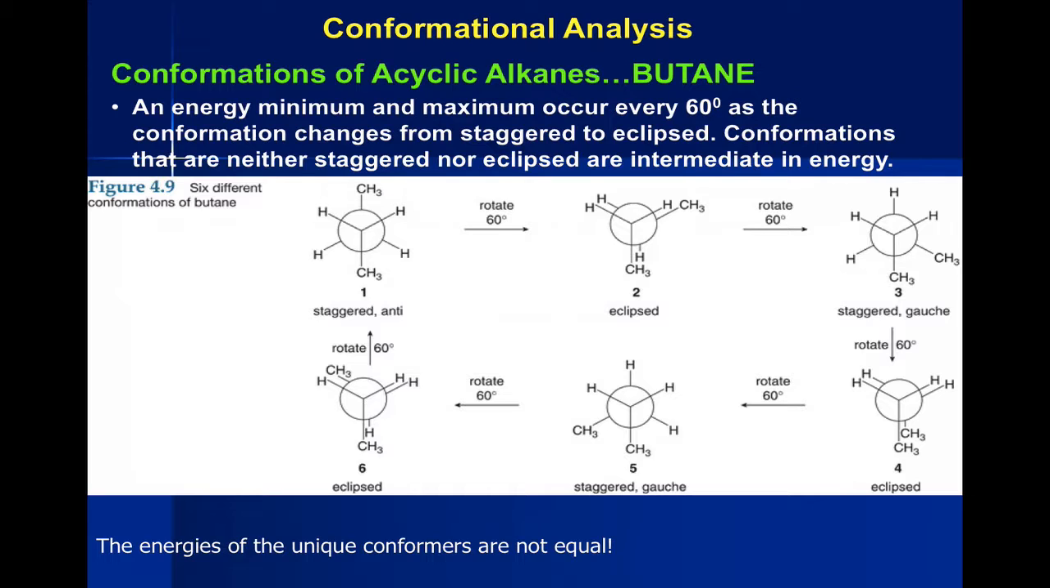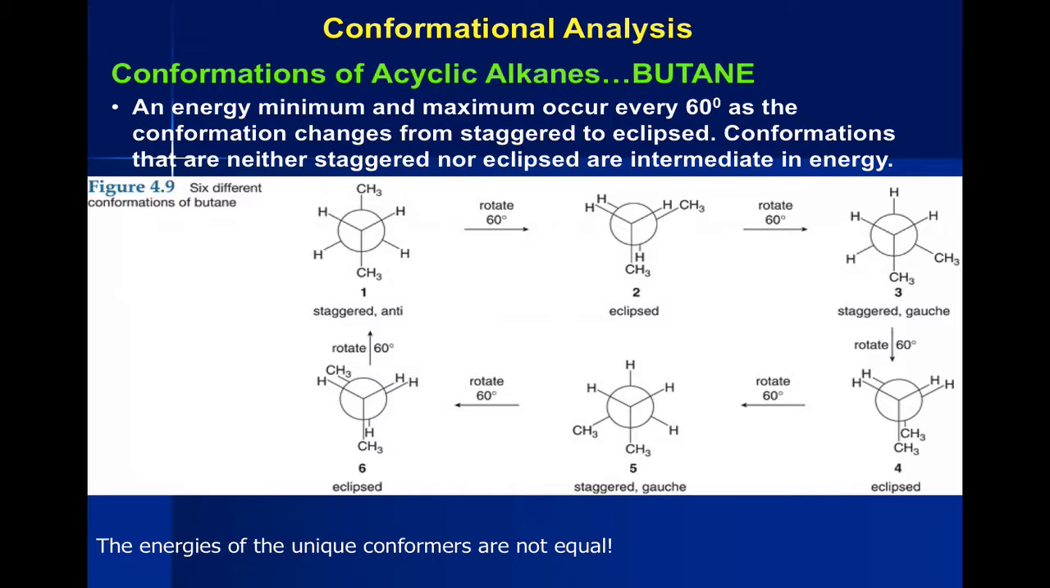Now we rotate another 60 degrees, and we're going to put this methyl group in between this hydrogen and this methyl group. You can see that. This is, again, another staggered conformation, but it's called gauche. Now we can rotate another 60 degrees, and we end up now with another eclipsed. Is this eclipsed the equivalent of this eclipsed? Why not?